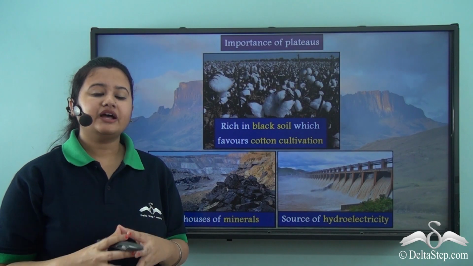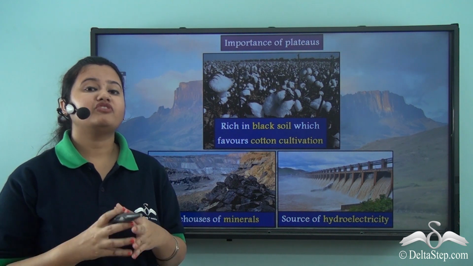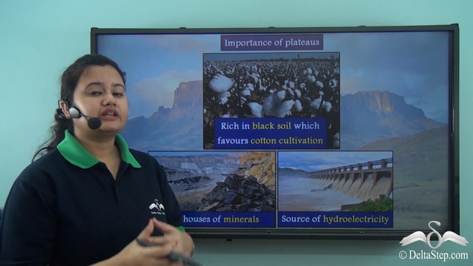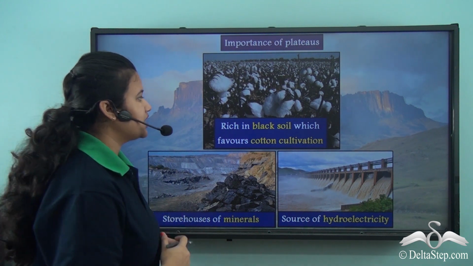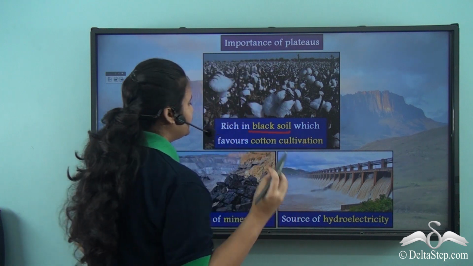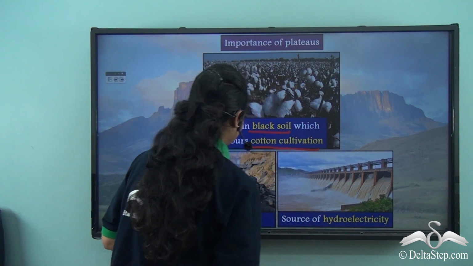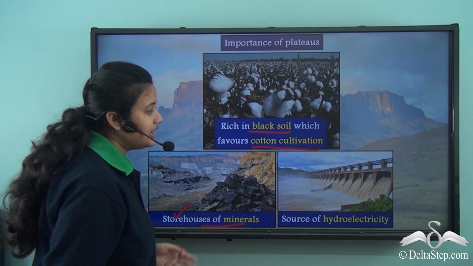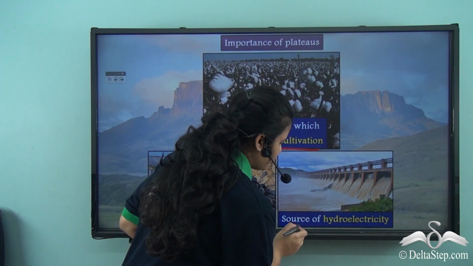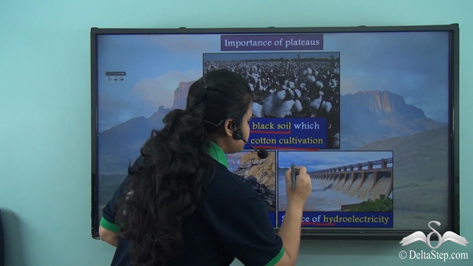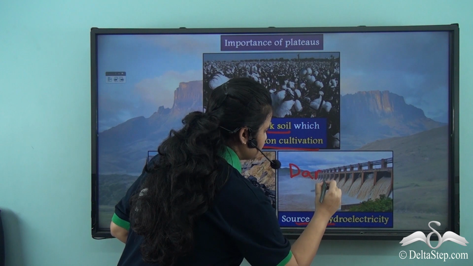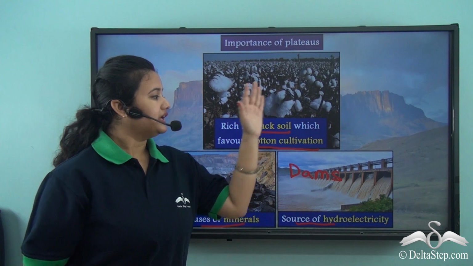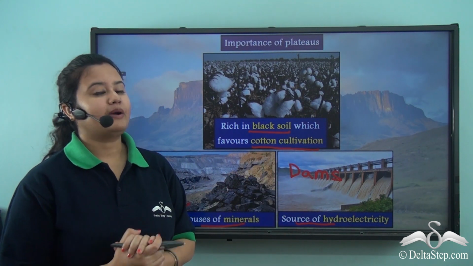So, we find that plateaus are important landforms found on the earth's surface. Some plateaus which are of volcanic origin, that is volcanic plateaus, are rich in black soil and they are good for cotton cultivation. Plateaus are rich storehouses of minerals. Again, plateaus are the source of hydroelectricity because dams are constructed in plateau region in order to harness hydroelectricity. So, these are various importance of plateaus.